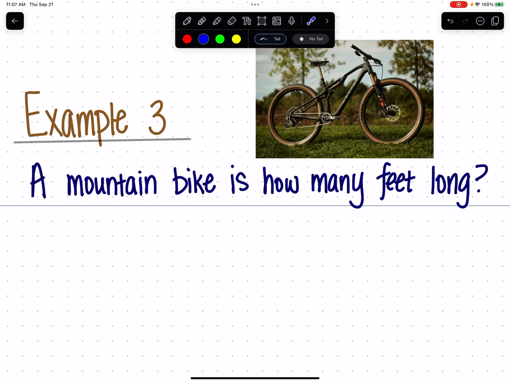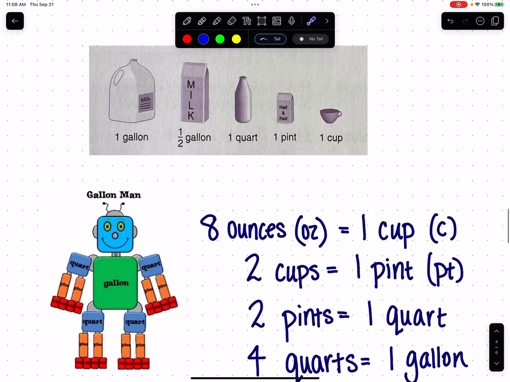So they just want to know, like, what's your best guess? And the answer here is 5 or 6 feet. So like an adult is 5 or 6 feet tall. So if they laid down on the ground next to a mountain bike, they might go from top to bottom of that mountain bike. So that makes sense to me. All right, now let's go over these.